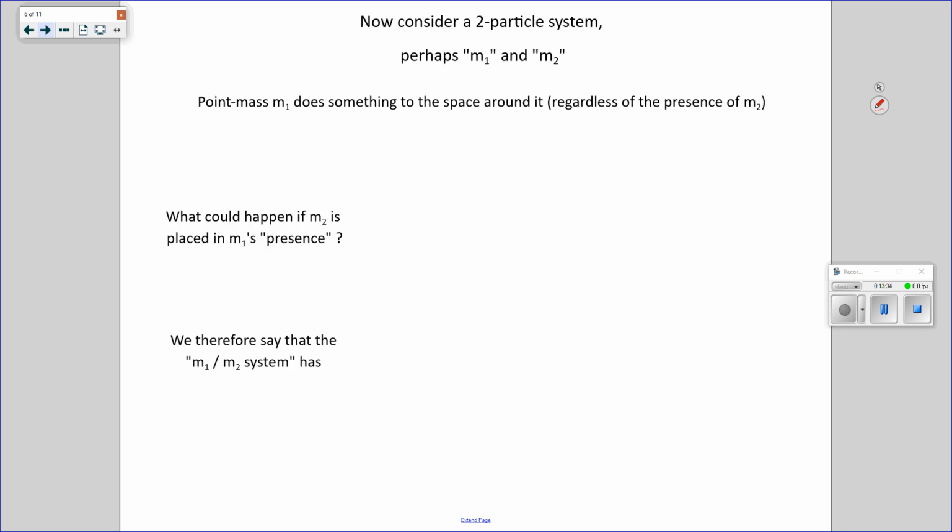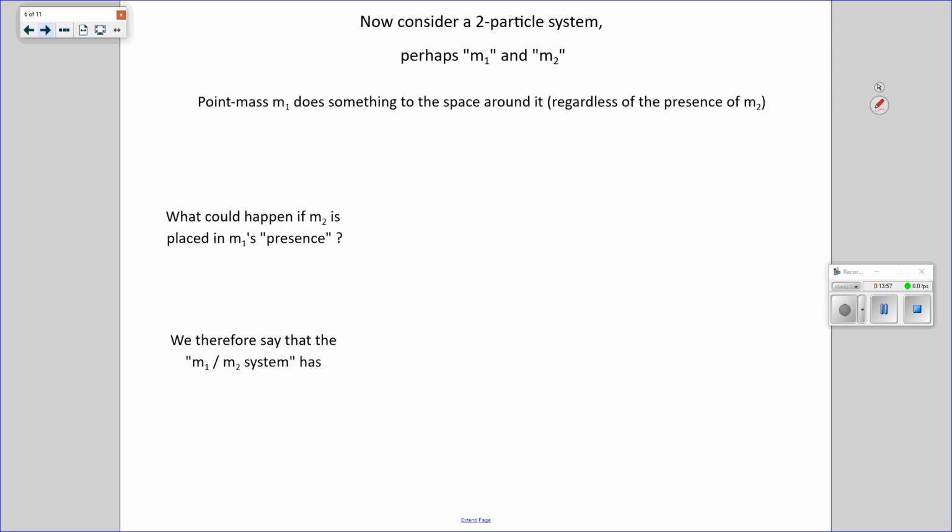So let's see. Okay, now. So we have a single object. A single object can only have one kind of energy. That kind is kinetic energy. Okay. What if we had two objects? What if we had what we call a two-particle system? Let's refer to them as mass 1 and mass 2, M1, M2.